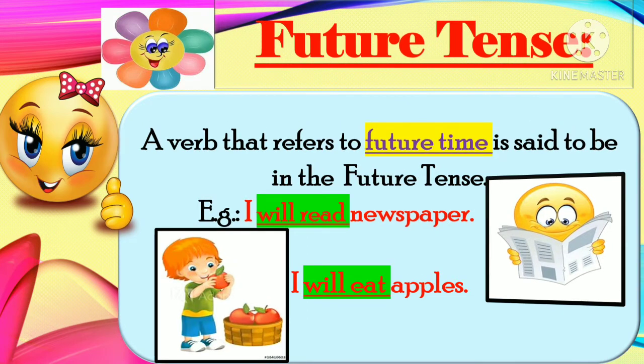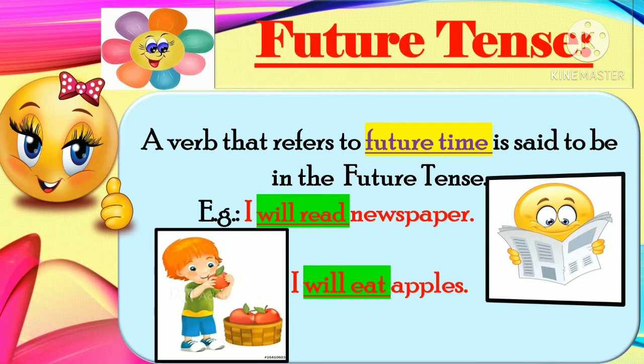Children, now let us look at future tense. What is future tense, children? Let me tell you. Future tense talks about the actions that haven't started yet. This particular tense talks about the actions that will take place in future. A verb that refers to future time is said to be in the future tense.